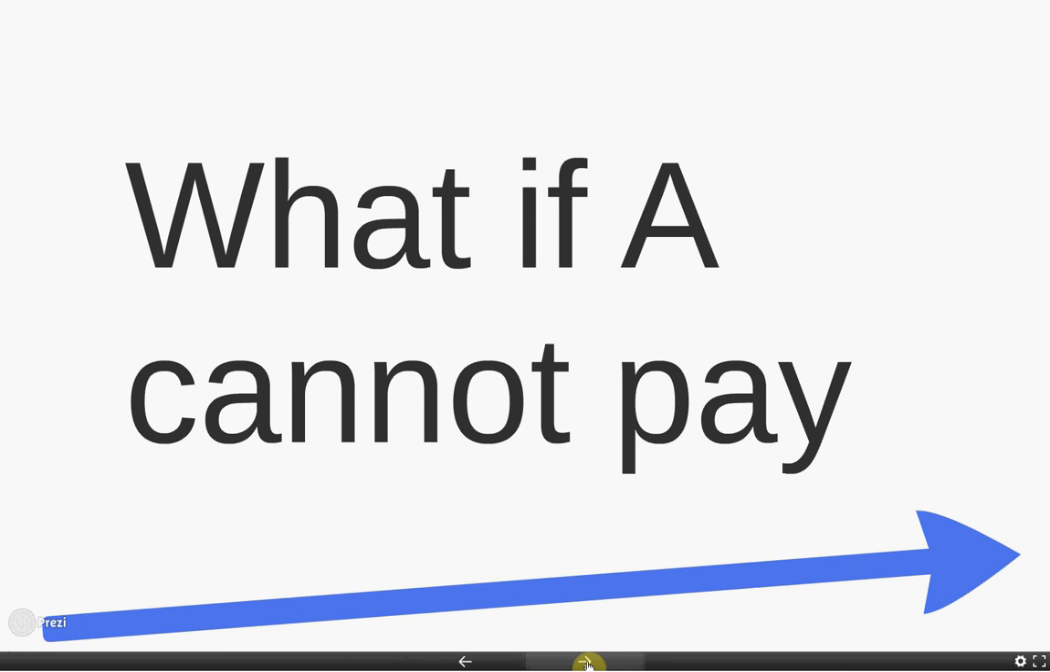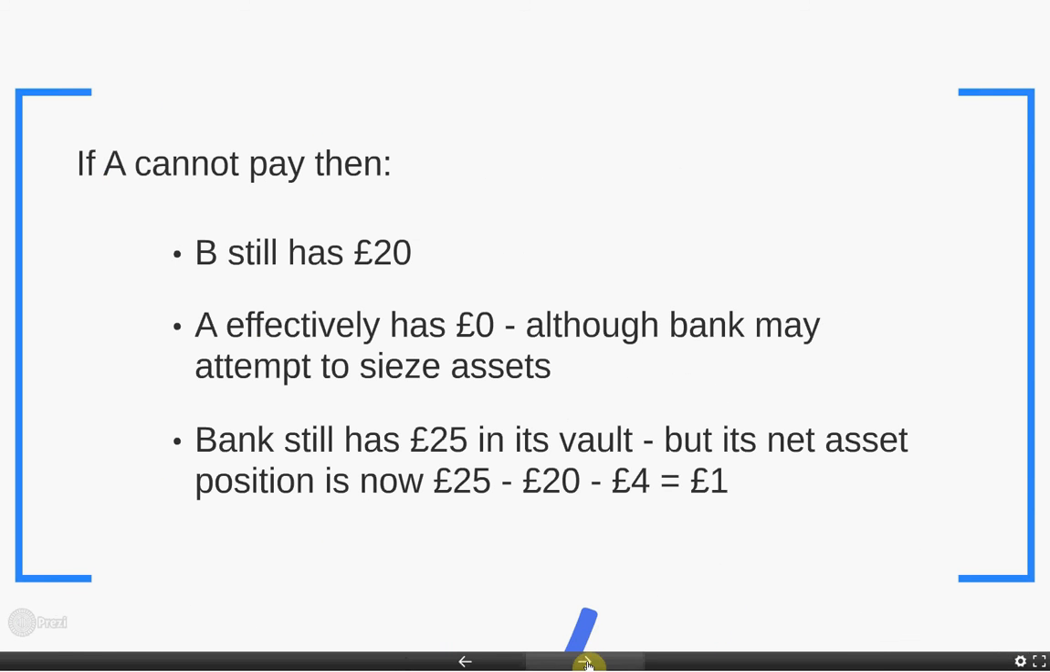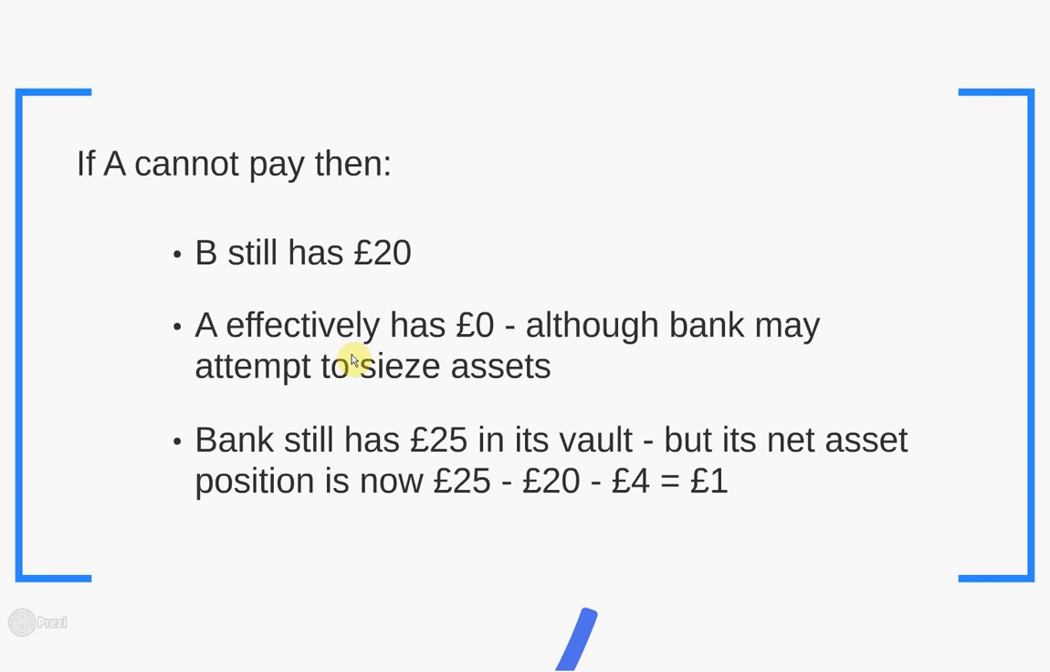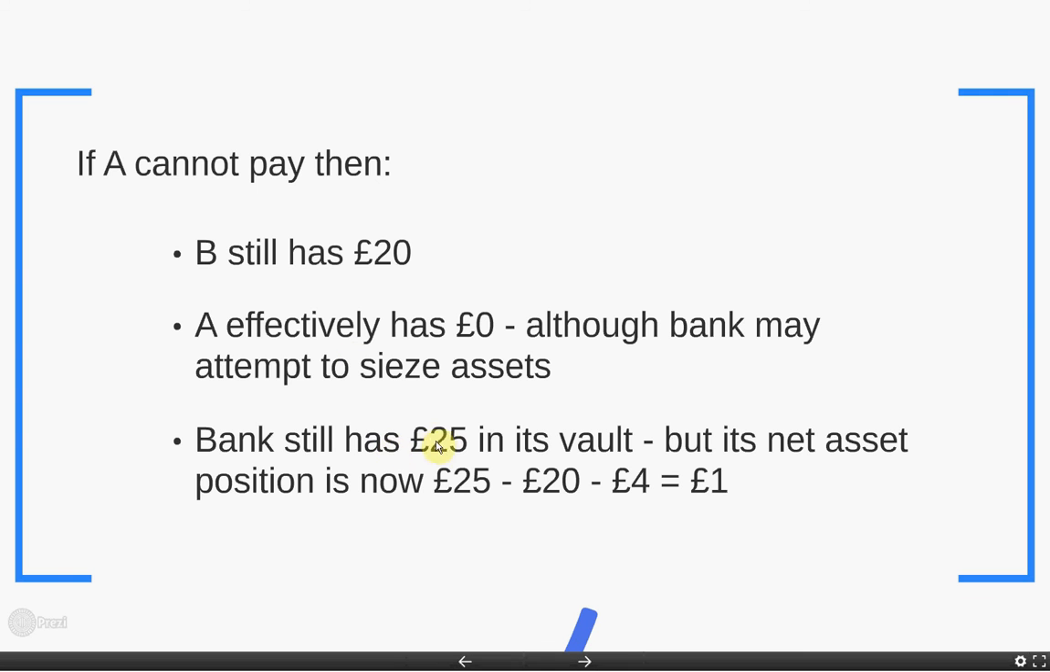However, what if A cannot pay? So A has effectively taken more money out of the bank than it's put in, on the premise that it will put the money back in at some point in the future. But what if it can't? Businesses go bankrupt and the rest of it, so what if it can't? Well, if we think it through, if A cannot pay, then B still has £20. A effectively has 0 now, because A did have -4, but if A cannot pay, it effectively becomes 0 because it has defaulted. So the bank still physically has 25 in its vault.